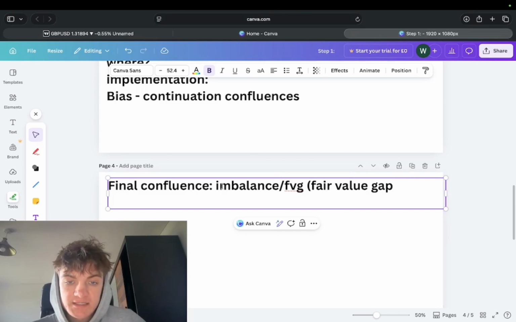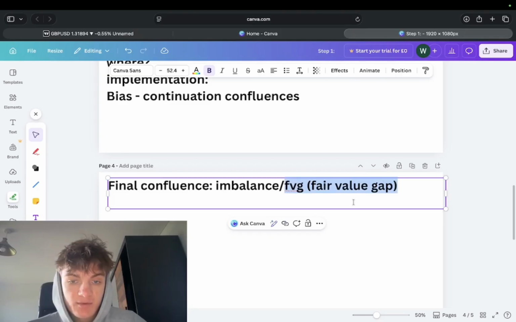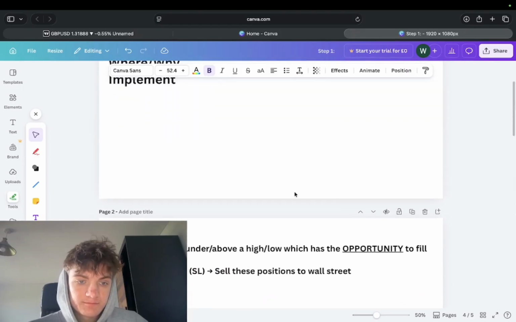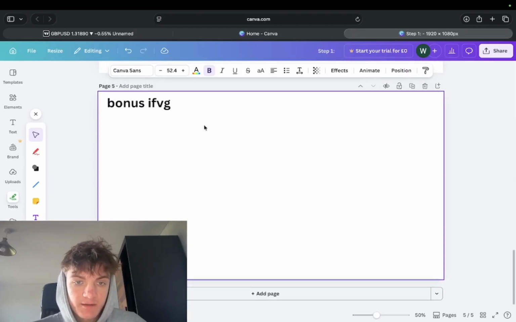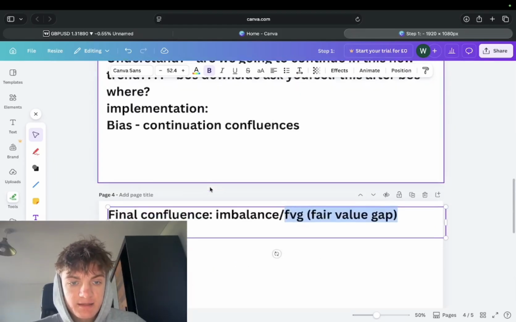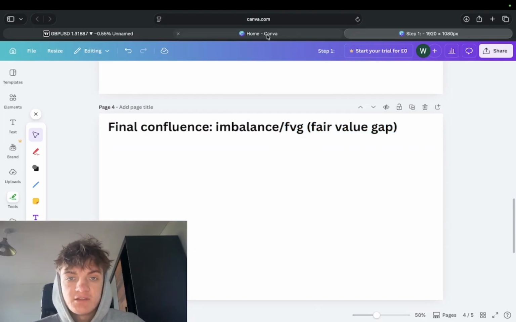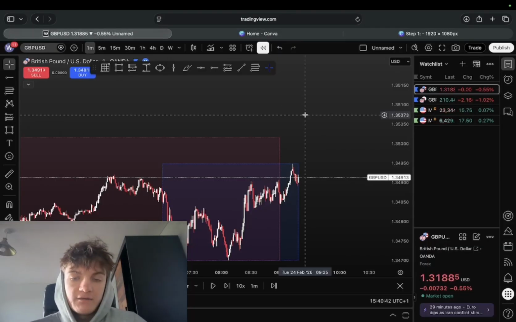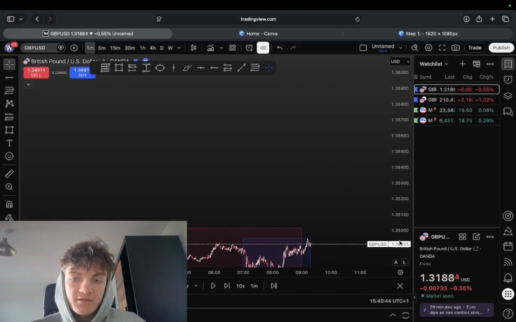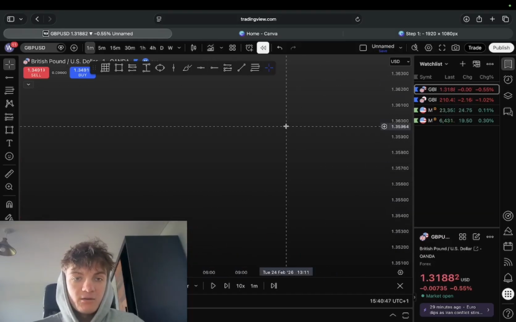All right. Yeah, the final confluence actually is an imbalance. That is like, explaining what they are, but on TikTok, it's more famously known as the fair value gap, FVG, whatever you want to say. But step one, identify. This is the very easy part, very easy to identify fair value gaps. What is it? It's a 3 candle pattern.